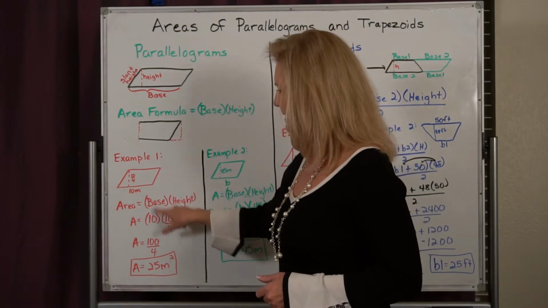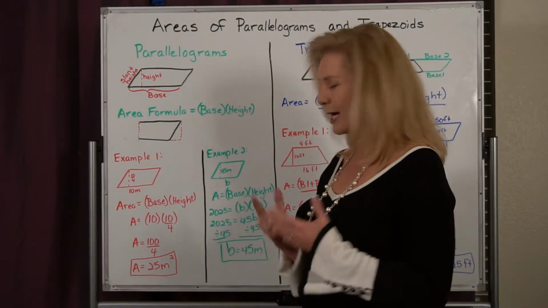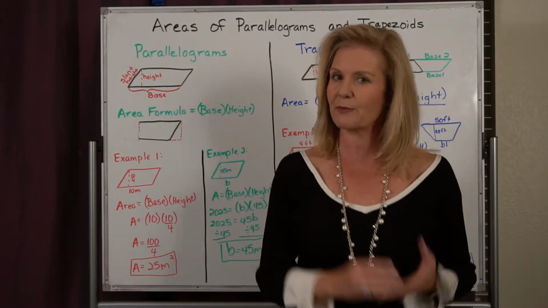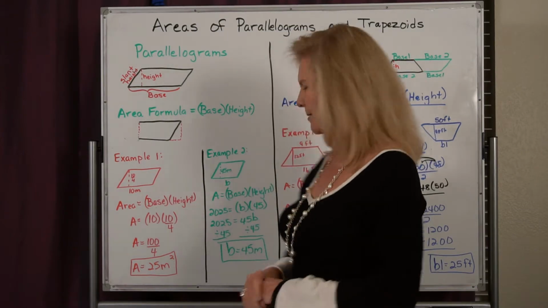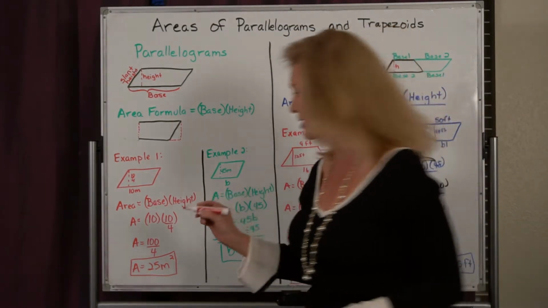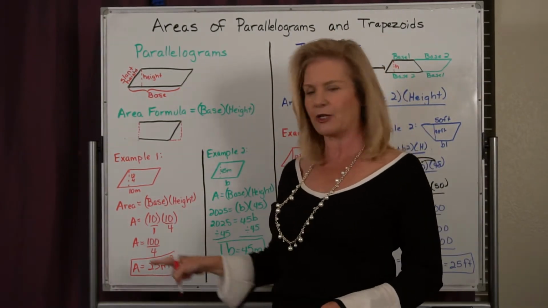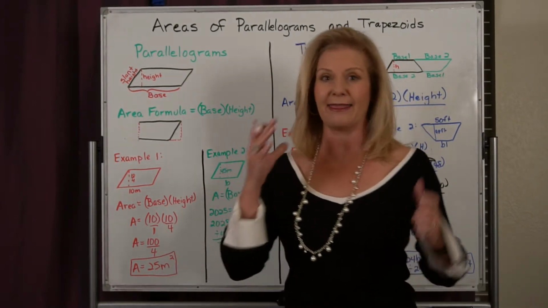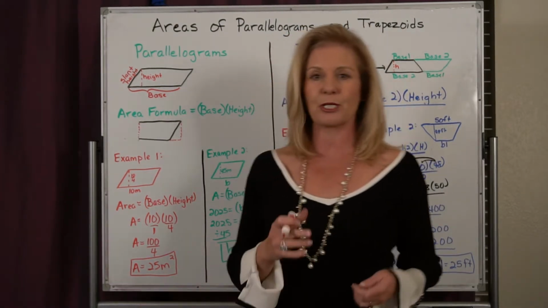My base here is 10. My height here is 10/4. Now, when I go to multiply, if it's a fraction, remember it's numerator times numerator, denominator times denominator. It doesn't look like I have a denominator there, so I'm just going to put that number over 1. And if I do 10 times 10, that's 100. 1 times 4 is 4, and that's an easy division problem to do. 100 divided by 4 is 25.